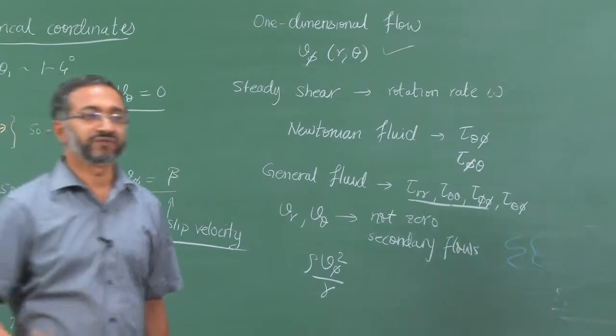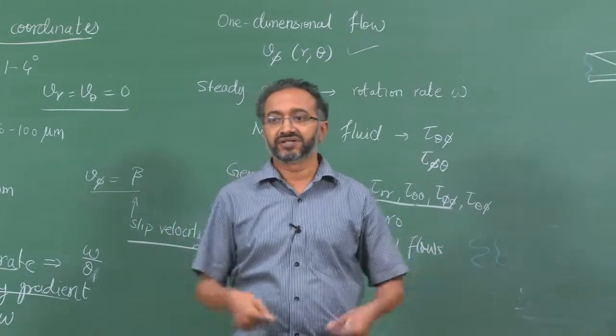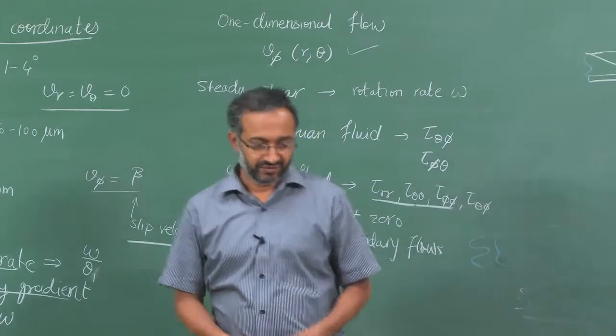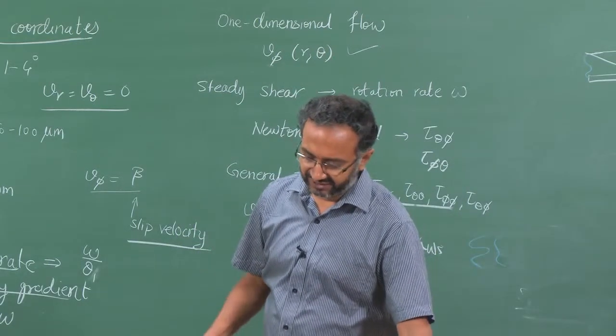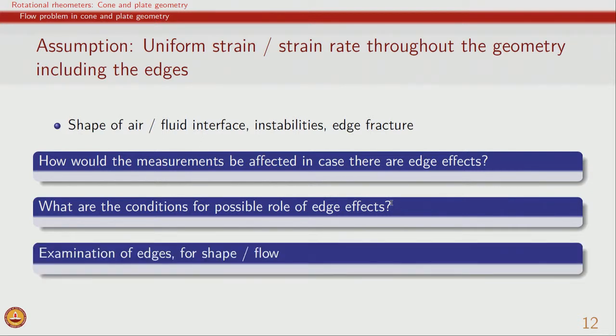In fact, the extreme of such a thing is called edge fracture. So you can see cracks appearing on the surface. And again the question related to this is how will the measurements be affected? Most often you will see that viscosities may be larger, because you have far more secondary flows around the edges, which actually lead to more dissipation. This is of course easier to see, the interface effects, because you can visualize it.